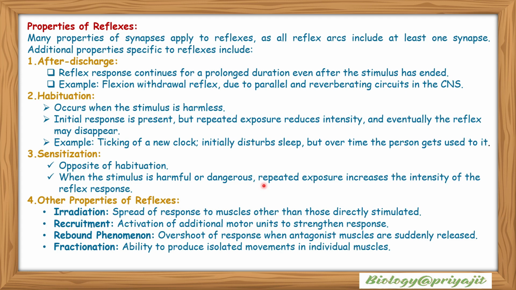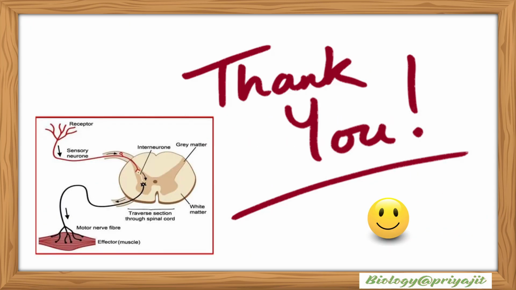Other properties of reflexes, like the first one, irradiation. It is the spread of response to muscles other than those directly stimulated. Recruitment, activation of additional motor units to strengthen response. Third, rebound phenomena, overshoot of response when antagonist muscles are suddenly released. Last one is fractionation, the ability to produce isolated movements in individual muscle cells.